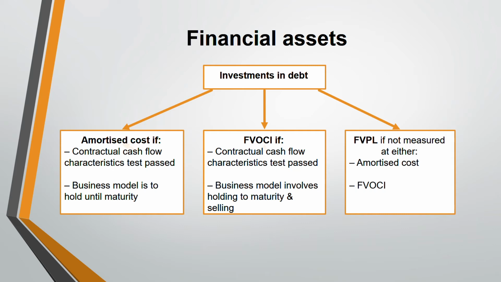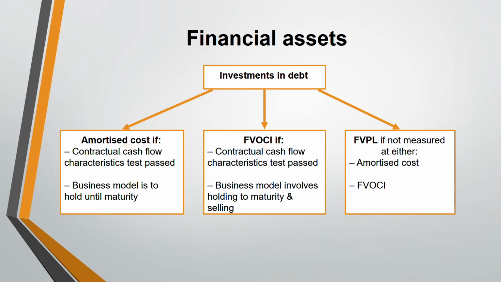For amortized cost, remember, you have to pass a test. It is known as the contractual cash flow characteristics test. That means what type of cash flow your company is having. It should have interest and principal amount that you have a right to receive. Same for other comprehensive income also. But only the business model is different under amortized cost and OCI. Under amortized cost, you are holding that debt, that financial asset, until maturity. That means you are not selling it.